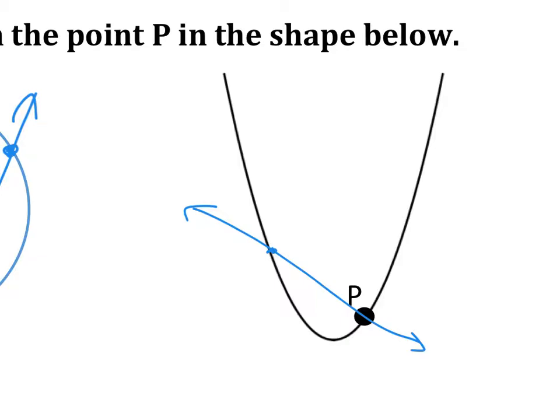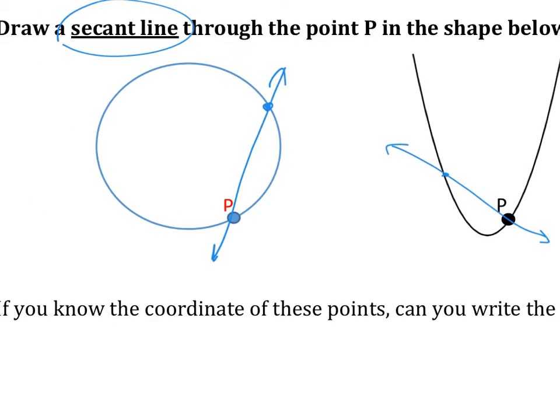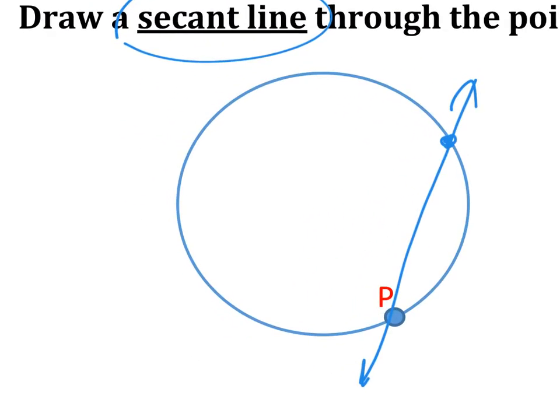Now let me ask you another question. If we know the coordinates of these 2 points, so for example, here we have 2 points. If I know the coordinates of those 2 points, can I create an equation of a line? Yes. If you want to create an equation of a line, you just need 2 points, find the slope, and you can find the equation.